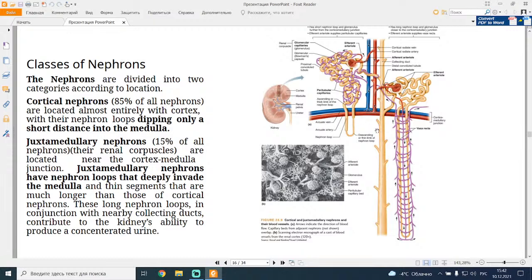Juxtamedullary nephrons are 15% of all nephrons, and the renal corpuscles are located near the cortex-medulla junction. Juxtamedullary nephrons have nephron loops that deeply invade the medulla and thin segments that are much longer than those of cortical nephrons. These long nephron loops, in conjunction with nearby collecting ducts, contribute to the kidney's ability to produce concentrated urine.